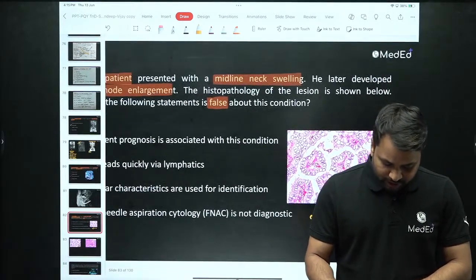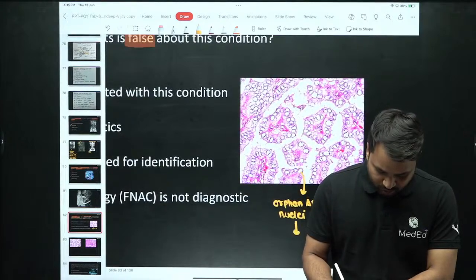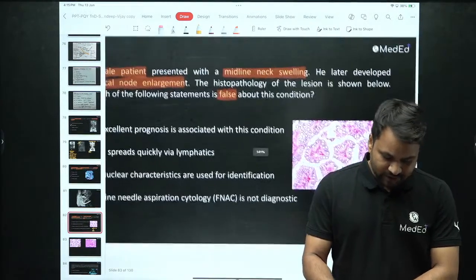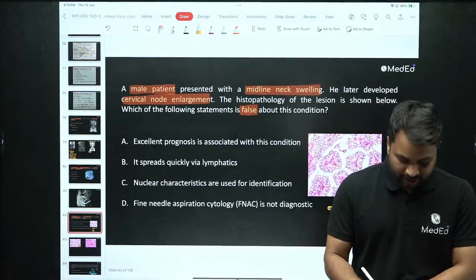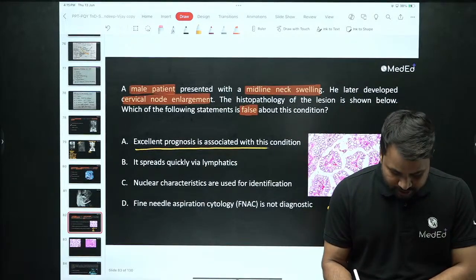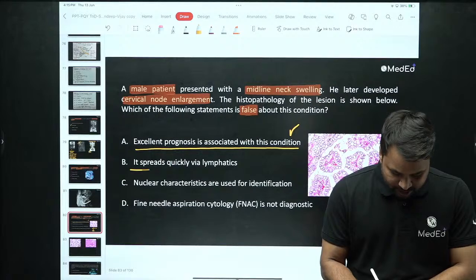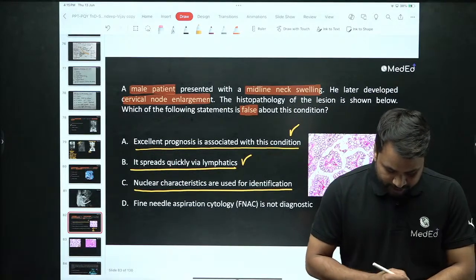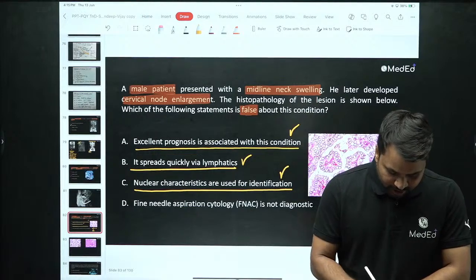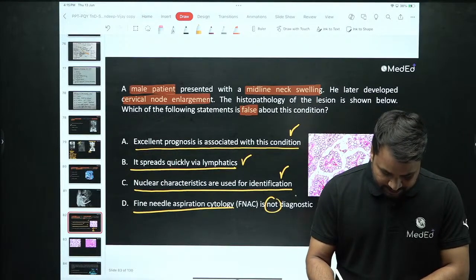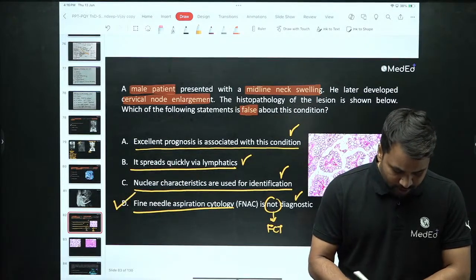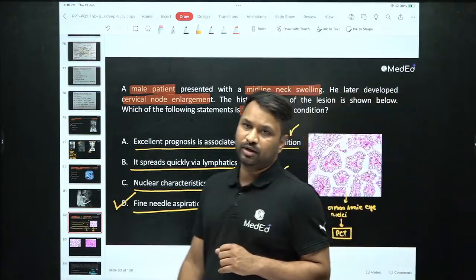Now, the Orphan Annie nuclei is characteristic of papillary cancer thyroid. So they are asking which statement is false about papillary cancer thyroid. Excellent prognosis associated, that is correct. It spreads via lymphatics, it is correct. Nuclear characteristics are used for identification, this is also correct. FNAC is diagnostic. Remember, FNAC is not diagnostic for follicular cancer thyroid. So the answer here is going to be D.